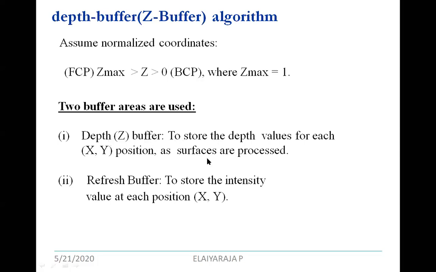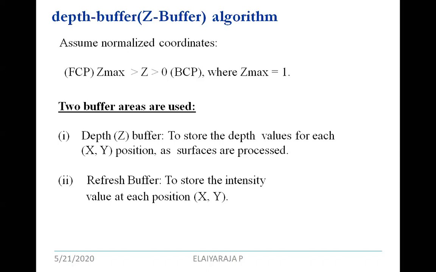Then to store the intensity, you need the refresh buffer. To store the depth value, you need the Z buffer. What the refresh buffer does is store the intensity value at each pixel position x comma y.